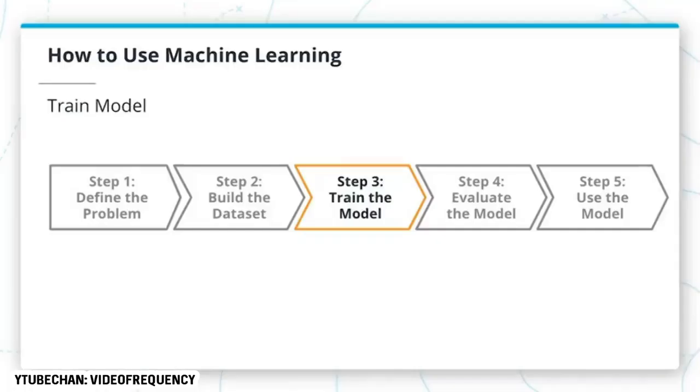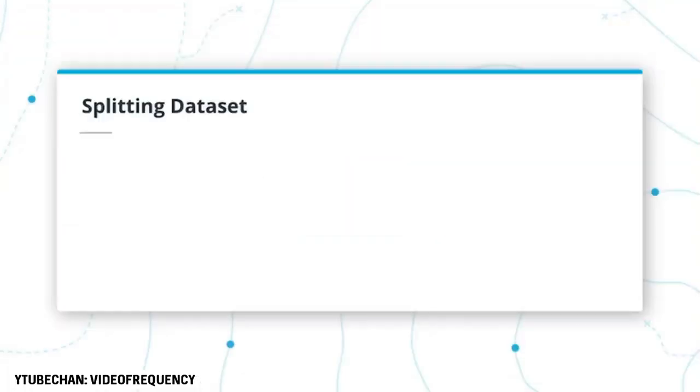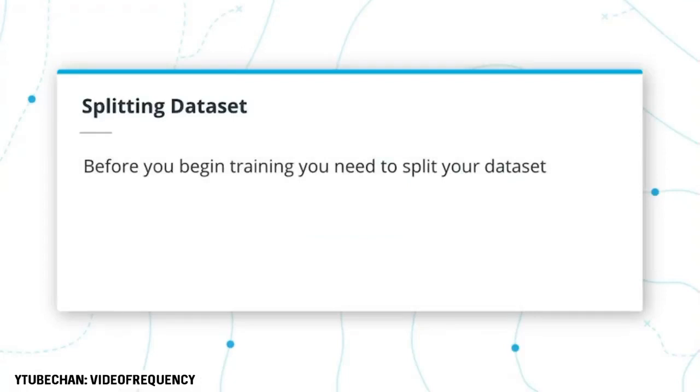Now we can finally start training our model. One quick step before training your model is splitting your dataset. You need to randomly split the dataset, keeping some of the data hidden from training. This enables you to later evaluate your model with the data before it's put into production.